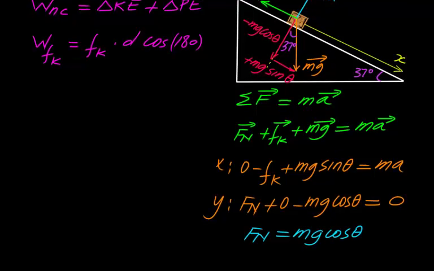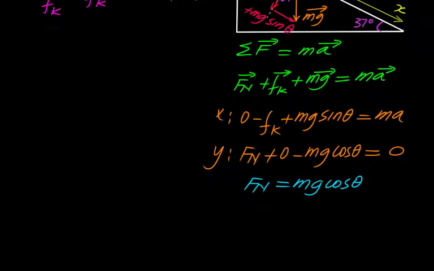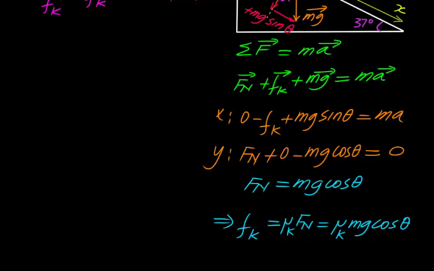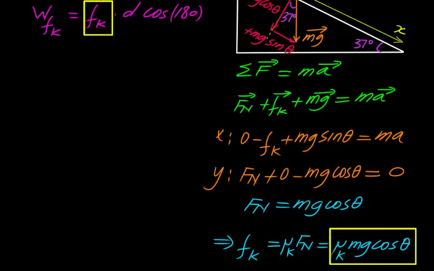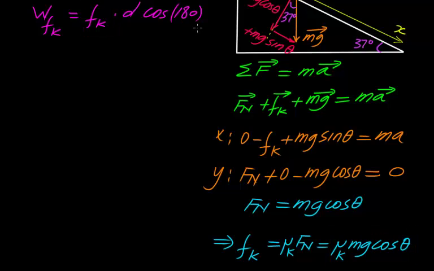Since the coefficient of friction is given to us, the kinetic friction force Fk is going to equal mu k times Fn. Substitute Fn by its expression, you obtain mu k times mg cosine theta. Now, let's substitute this expression in our work equation, which says work done by the friction force equals the friction force times the displacement times cosine 180. The cosine of 180 equals -1.